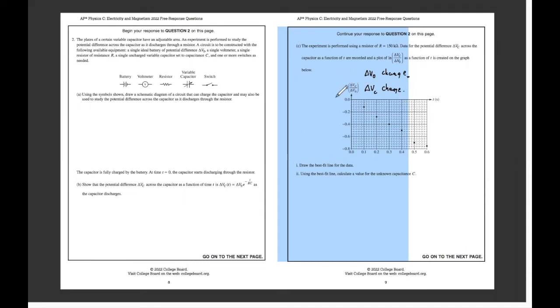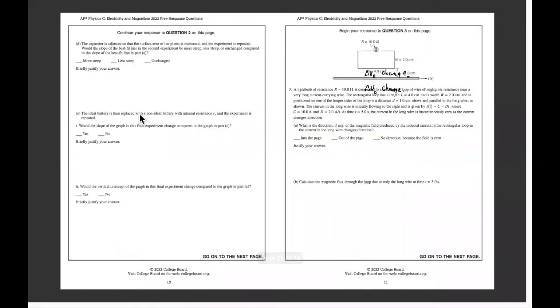If V naught changes a little bit, then delta VC is also going to change by that same amount, right? If I cut delta V naught in half, if the capacitor only gets half the voltage that it would have for an ideal battery, it's going to start with half the voltage, but it should still decrease at the same rate. So going back to the question, I would actually say that the slope is not changing.